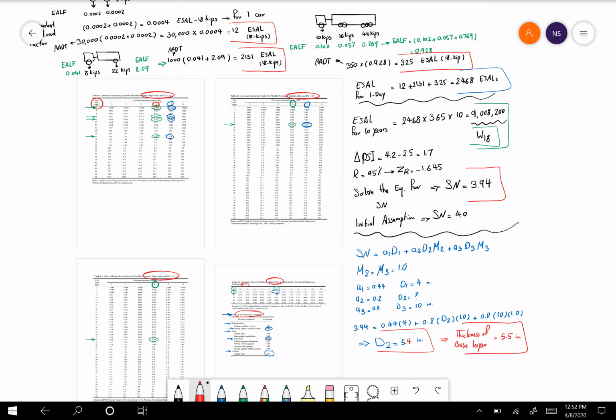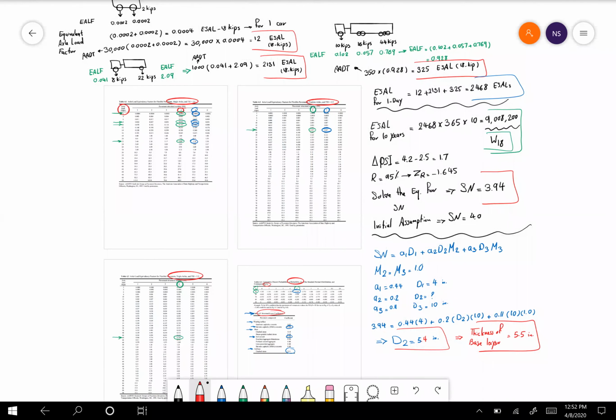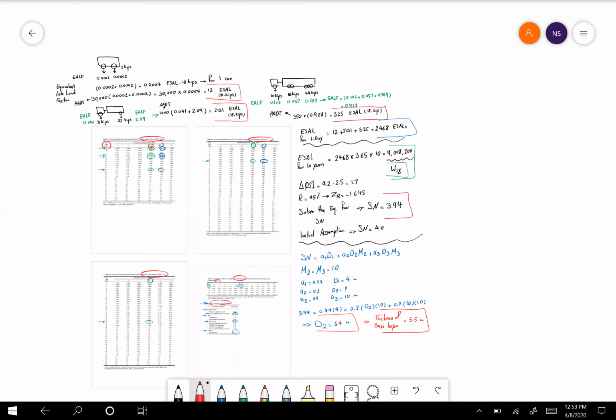All right. Okay, so one thing for this step right here, for the calculation of SN, the most accurate method is to use the equation. But you can also use the graph that we were showing last session. But again, the graph is just an approximation and you cannot find an exact value using the graph.